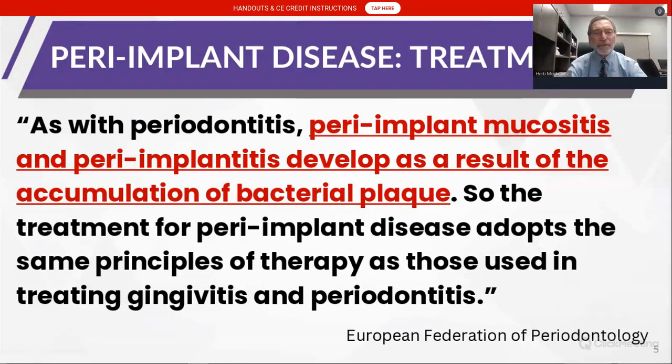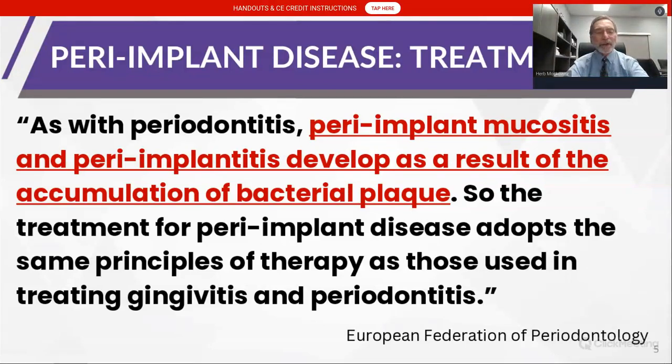Okay, so if we know what it is and we know how extensive it is, then let's talk about what we can do to treat it. First, let's talk about a definition by the European Federation of Periodontology. The European Federation of Periodontology essentially states that even though there are a number of possible causes of peri-implant disease, the leading cause by far is the development of bacterial plaque surrounding the implant. Both peri-implant mucositis and peri-implantitis develop as a result of the accumulation of bacterial plaque. Now, that's not to say there are not other causes, but this is the principal leading cause.